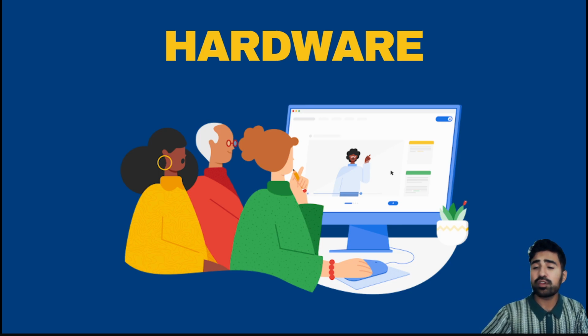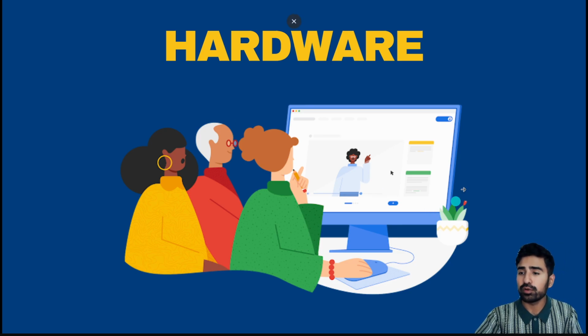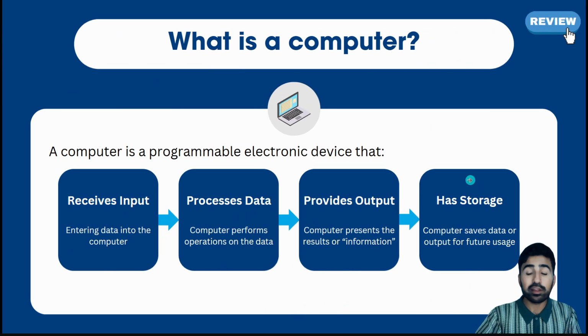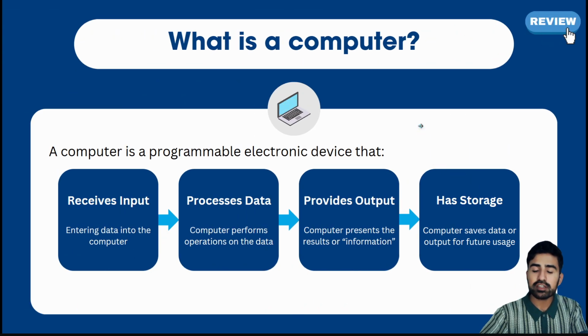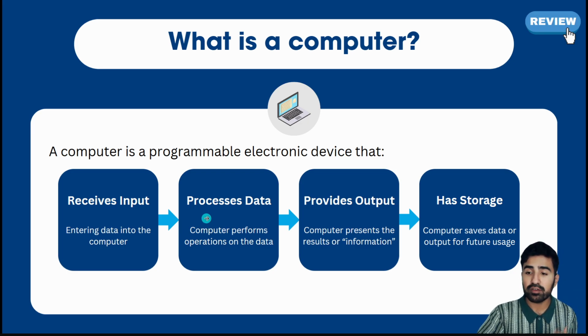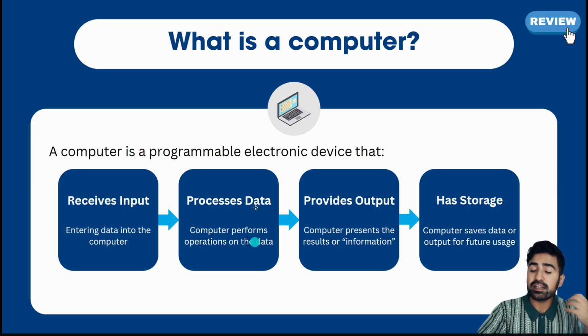Let's take a look at some of the fundamental concepts of computer hardware. We'll get started with a little bit of review. From our intro lesson, we saw that computers have four basic functions. So they're going to receive input, they're going to process that input data, so it's going to transform it, perform some kind of operations or calculations on it. And then once that data has been processed, we call that output or information.